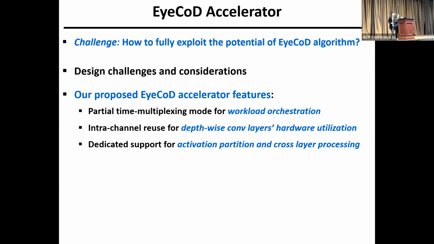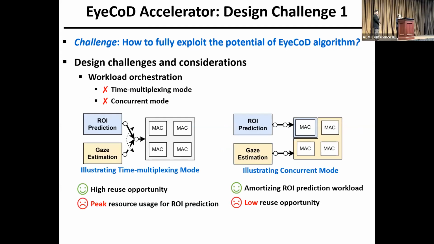Thanks. Although the EyeCoD algorithm provides the potential of an efficient eye tracking pipeline, a dedicated accelerator is still needed to fully exploit the potential of the algorithm. In the following, I will introduce the EyeCoD accelerator's features after analyzing the design challenges and considerations. First, because this algorithm includes two NN models with different numbers of FLOPs or workloads, different processing frequencies, and a stringent execution order, how to orchestrate these two models is challenging.